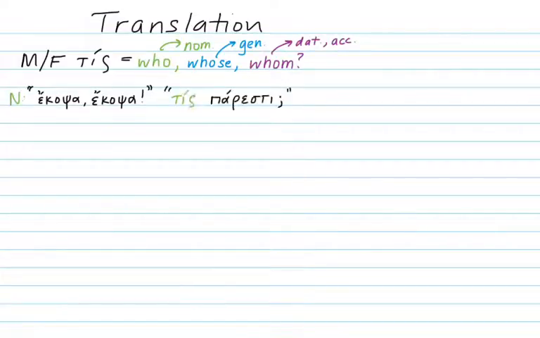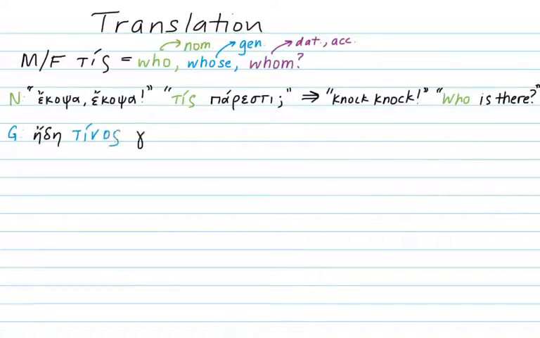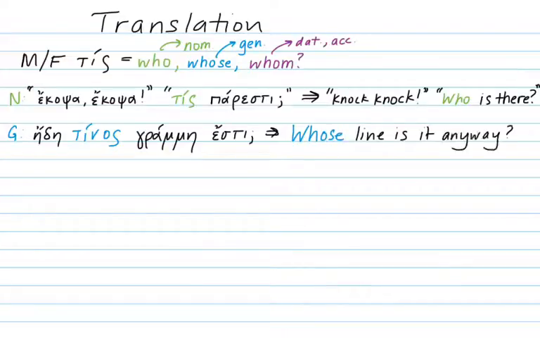For nominative, ekopsa, ekopsa, answer tis paresti, translates to knock knock, other person, who is there. Tis is the nominative, who is the English nominative. This is how you express the subject of the sentence in English, who is there. An example in the genitive case is ede tinos grami esti, which translates to whose line is it anyway? The subject of the sentence is grami, or line, and tinos is the genitive, whose.